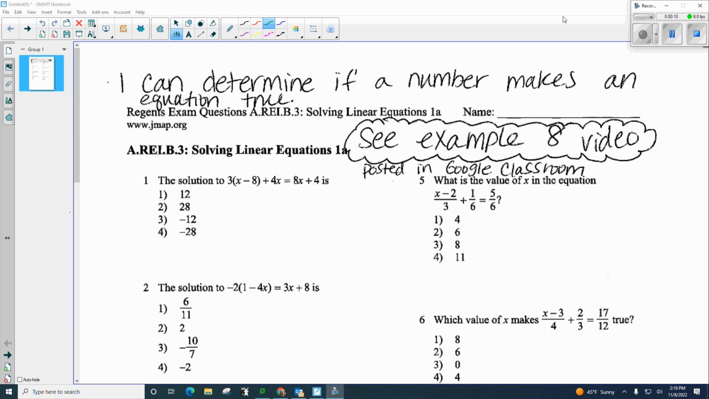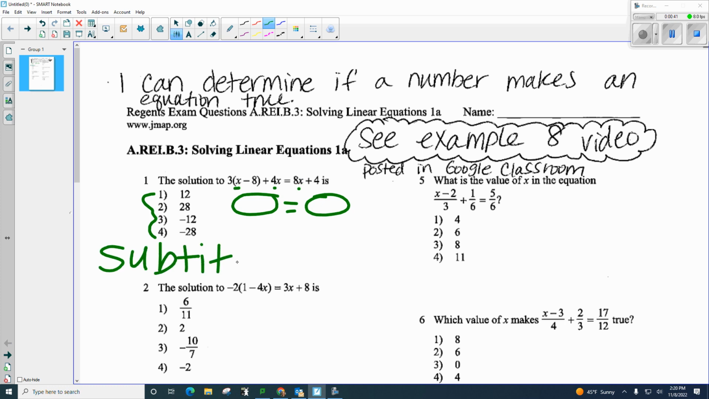All right, and we're going to take a look at some of the Regents questions here. Basically what that means is we have four answer solutions in front of us. If we take one and plug it in for x, everywhere we see x, does this side of the equation equal this side of the equation? We're just going to substitute values in for x to see if one side is equal to the other.